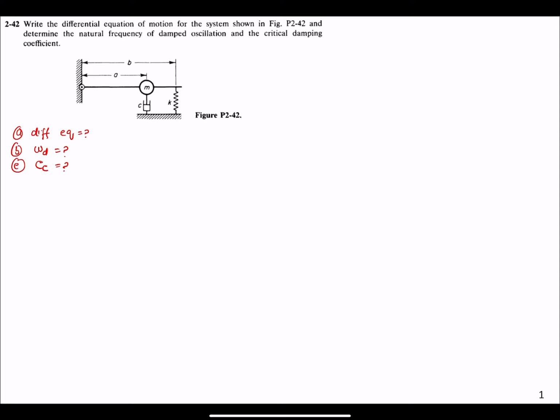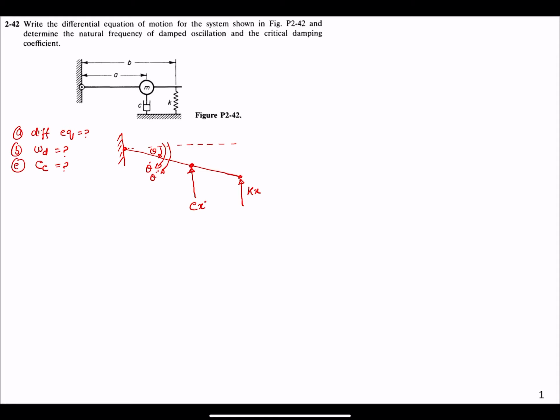Okay, so to write the differential equation of motion, for this case we need to draw the free body diagram. If we give this system some sort of angular deformation, theta is positive in this direction, and the angular velocity and angular acceleration are also in this direction. Now the mass is attached here, and the spring and the damper are also attached here. So the spring force is going to be kx, and the damper force is c x dot.